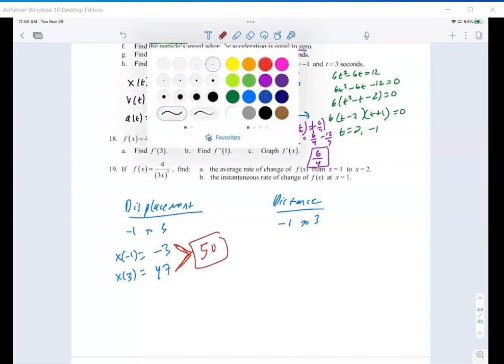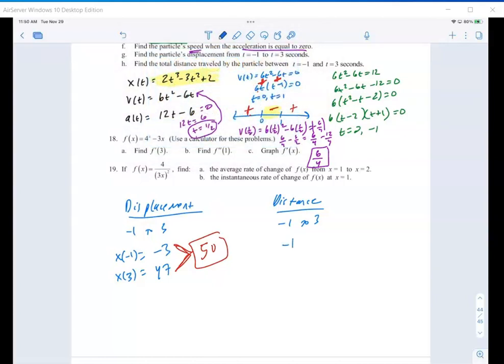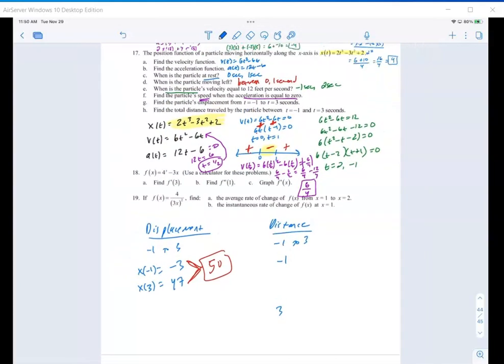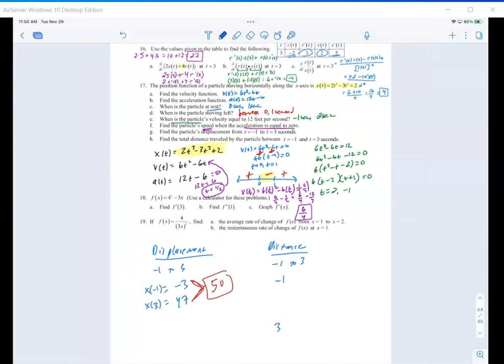Distance is going to be different because I need to find out where it's at negative 1, 3, and anywhere it turns around. Now I found that over here before. The particle is at rest at 0 seconds and 1 second. That's where it's turning around. So 0 and 1. Okay? Because I want to find basically from negative 1 to 3.